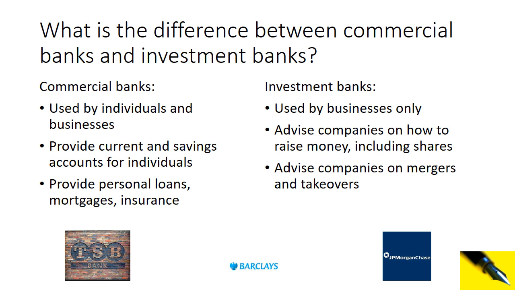So some banks have both commercial banking arms and investment banking arms. So Barclays, for example, in the middle of the screen there, Barclays is both a commercial bank and an investment bank. Some banks, however, are just high street banks. So on the left there, we see that the TSB Bank is not an investment bank. That's a purely commercial bank. It just has a high street presence. Whereas on the right there, a business like JP Morgan Chase, that is an investment bank only. So sometimes banks are investment banks only, sometimes they're high street banks only, and some banks perform both functions like Barclays.